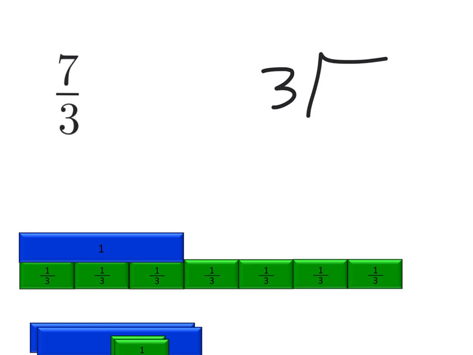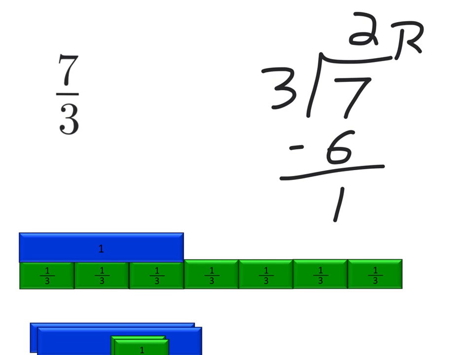I do 3 into 7, 7 divided by 3. 3 will go into 7 twice. 2 times 3 is 6. Subtract, 1 is left over. That's the remainder. Remainder means left over.